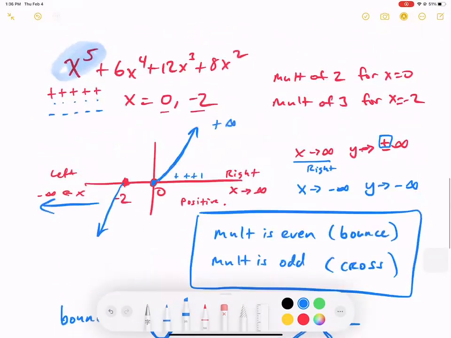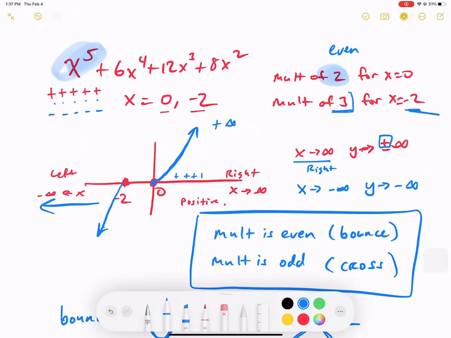So, having this basic idea of what multiplicity does, let's go back and take a look. At 0, what is the multiplicity at 0? The multiplicity is 2. So if it's even, isn't 2 even? Are we going to cross or bounce at 0? We said if it's even, we bounce. Actually, I should have done -2 first. -2 is the earlier part of the story.